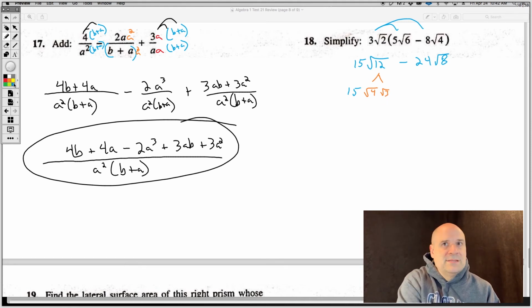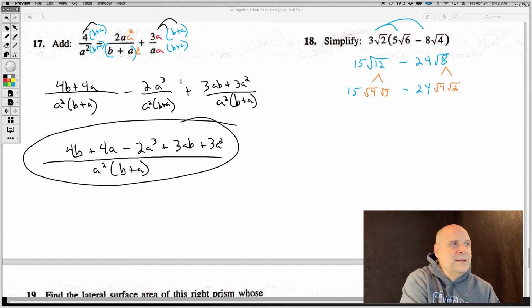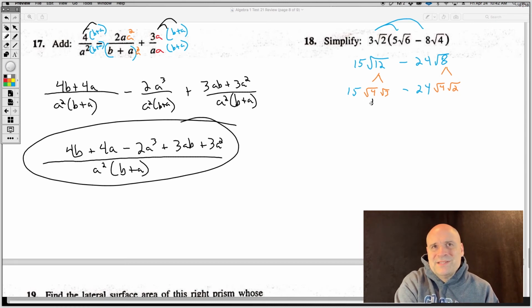All right, minus 24 times, well, how does square root of 8 factor out? Well, that's a square root of 4 times a square root of 2. All right, let's simplify. Well, what's square root of 4? That's just 2. 2 over there. Okay, so we end up with 15 times 2 radical 3, minus 24 times 2 radical 2.